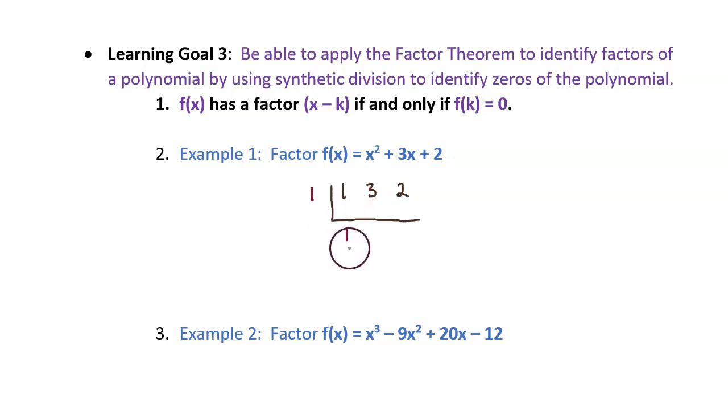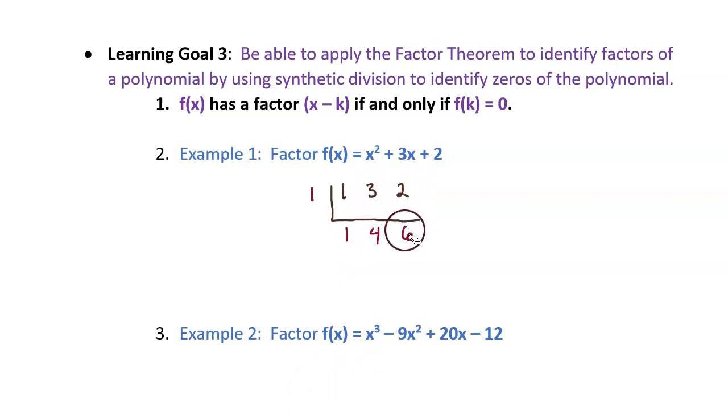Start by bringing the 1 down and then multiply and add. 1 times 1 makes 1, 3 plus 1 makes 4, 4 times 1 makes 4, and 2 plus 4 makes 6. I notice I did not get a remainder of 0, therefore this number is not a 0 of the function, and it doesn't help me find one of its factors. Not only did it not work, but I noticed that the results across the bottom kept increasing. I'm never going to get a 0 when that pattern happens. I think I should have used a negative number out front.